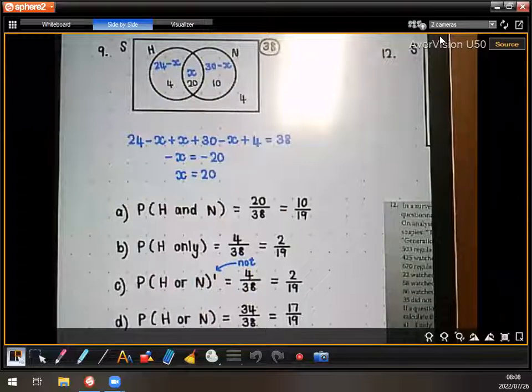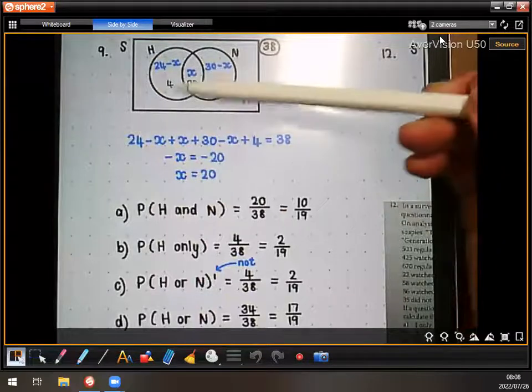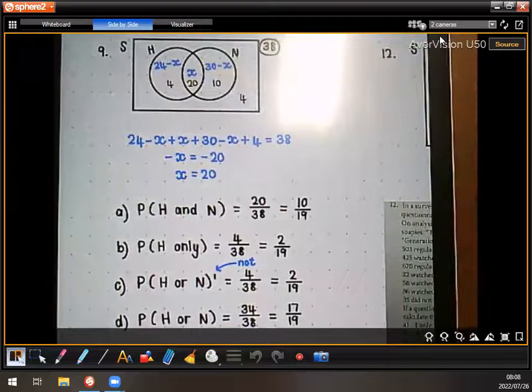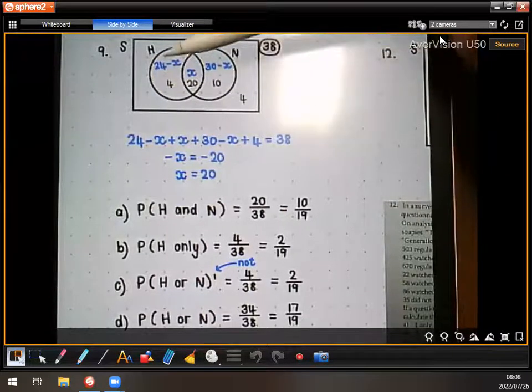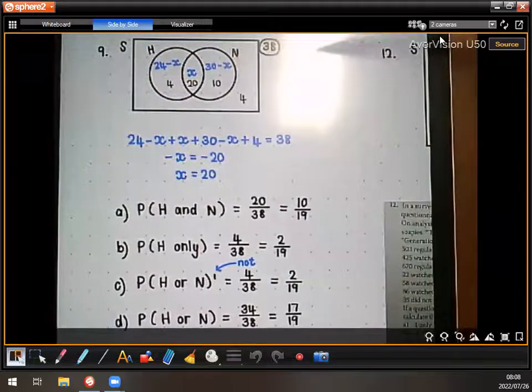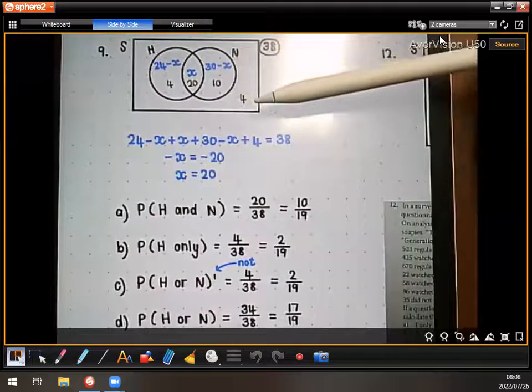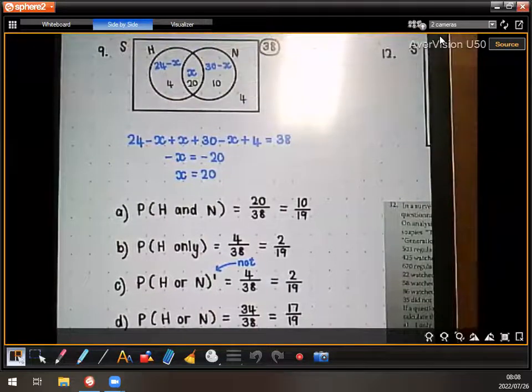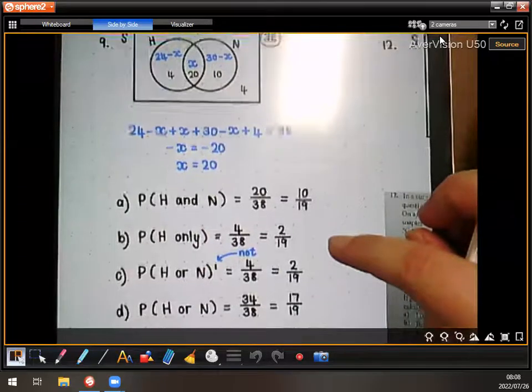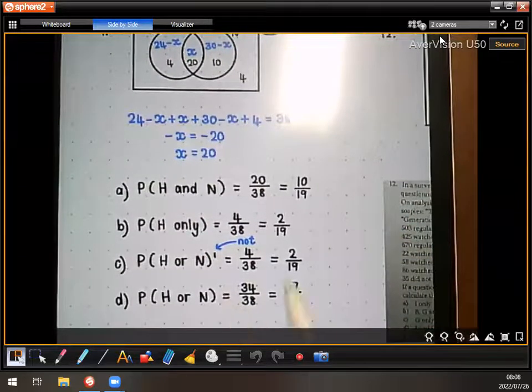Okay, and then for the last one, calculate the probability that you play hockey or netball. So that's basically all the girls that do either of those 2 sports. Are we fine with that being 34 of the 38? Because 4 of them don't play either, so 34 of them do. So that's 34 over 38, and then we simplify it. Any questions on this one?